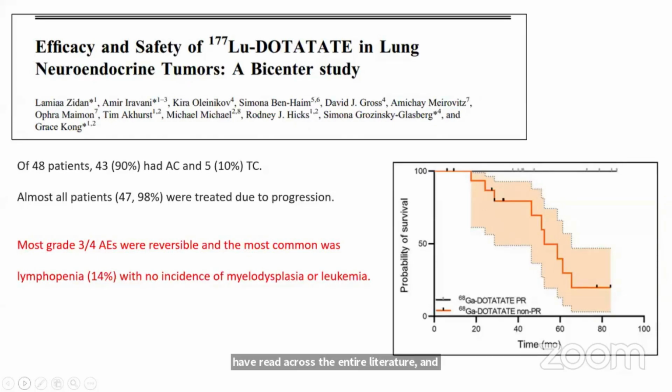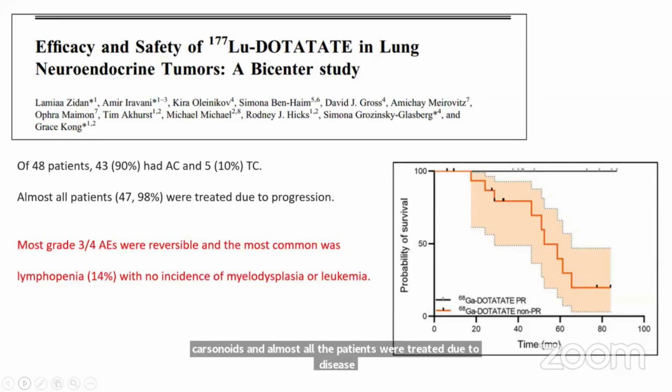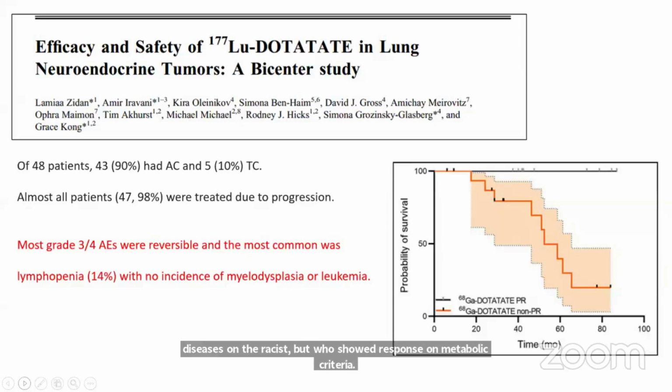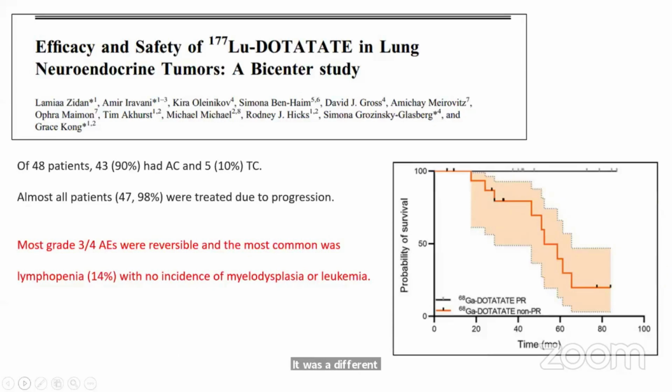and it shows that in 48 patients, of which 43 were atypical carcinoids, and almost all the patients were treated due to disease progression. As you can see here, the response assessment was done on metabolic criteria. So gallium SUV was used as a marker for assessing response in addition to RECIST. And in patients who had stable disease on RECIST, but who showed response on metabolic criteria, there was a definite improvement in survival as compared to the other counterpart.